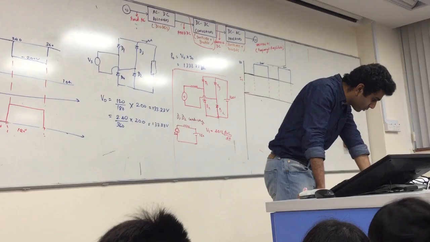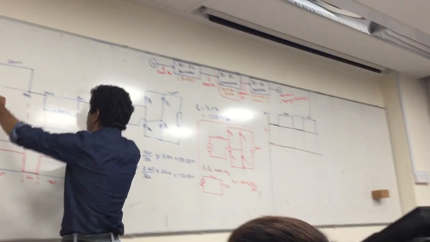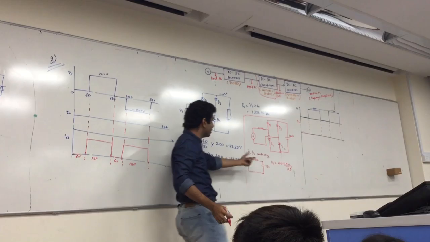Whereas we are given a frequency, right? 50 hertz. So, this is 20 milliseconds. This corresponds to 20 milliseconds. 10 milliseconds. This corresponds to 6.66667 milliseconds. So, I know dt here. So my plot is going to look something like this.